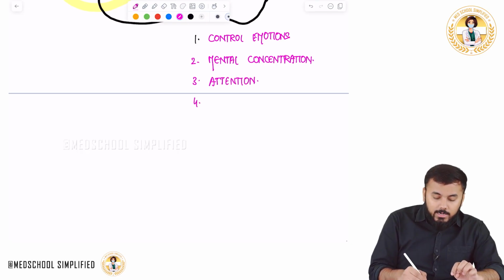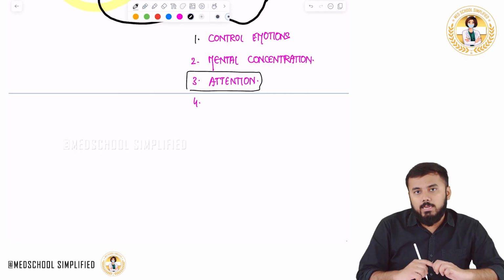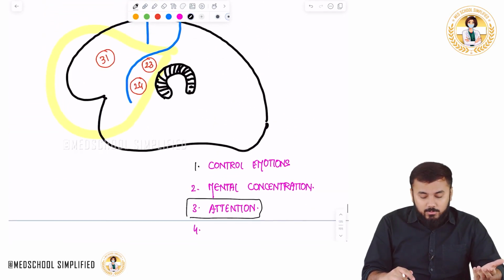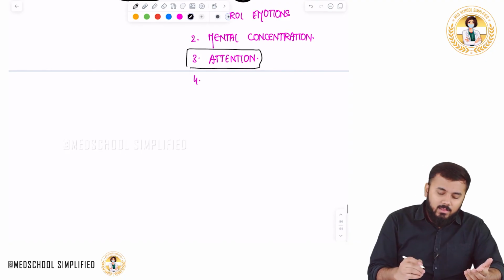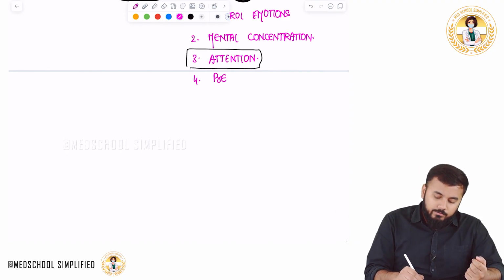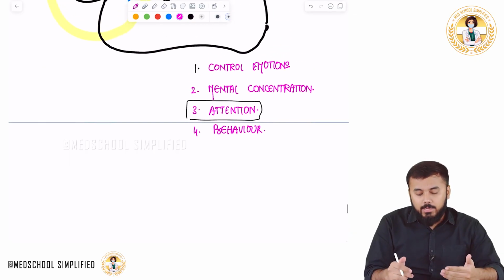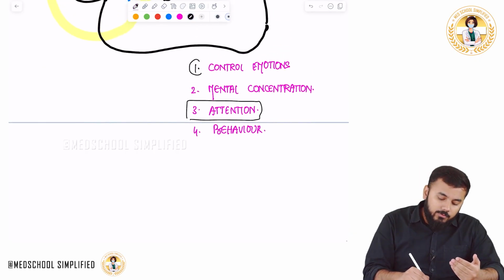right? So this area is very well developed. I think this area is very well developed in girls, right? So they crave for attention. So this area is responsible for attention. Okay? Now, fourth important thing is behavior. You know, the normal social behavior, whatever you do, right? So that is behavior. So these are some of the important things.